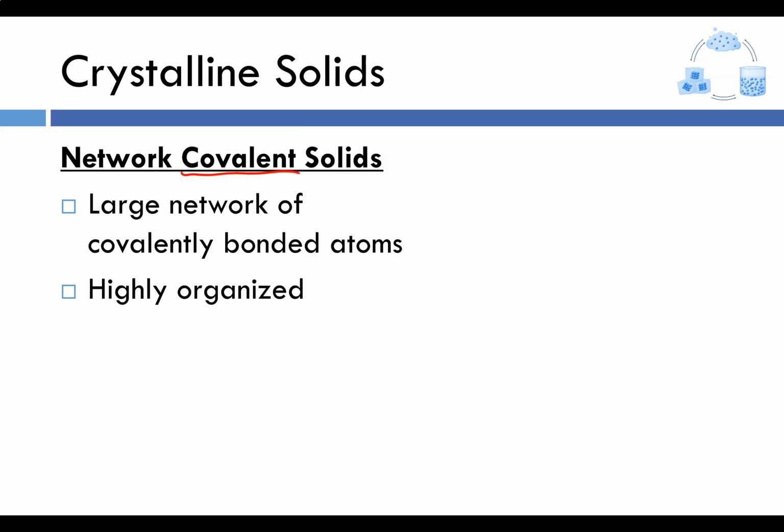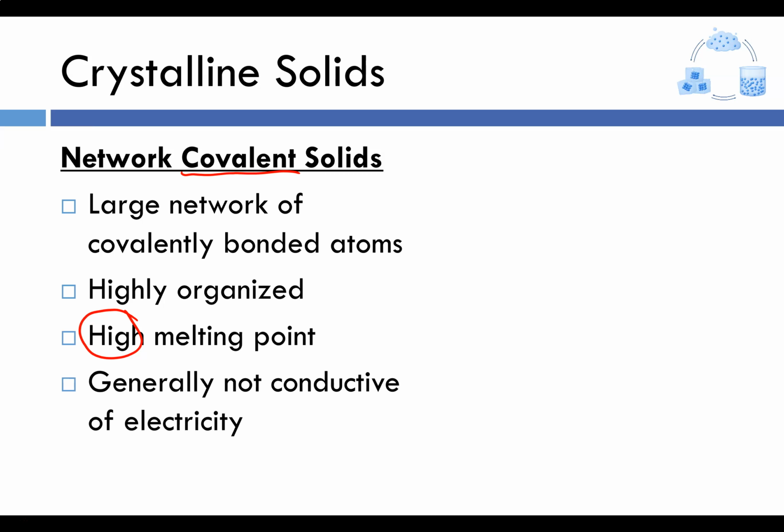They are highly organized. They tend to look more like an ionic than a covalent. Again, we're going to see that high melting point. High meaning it's going to be difficult or impossible to melt over like a Bunsen burner flame. And typically they tend not to be too conductive of electricity in their, well, really in any phase for that matter, but we'll focus on the solid.